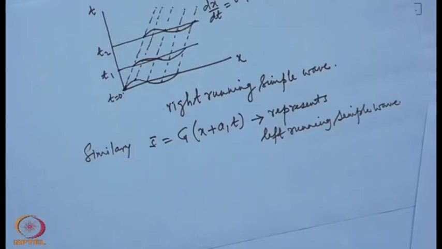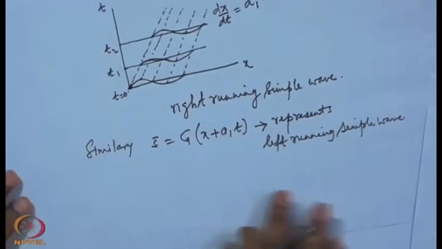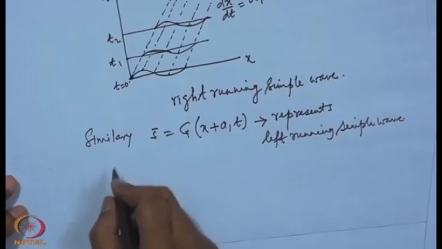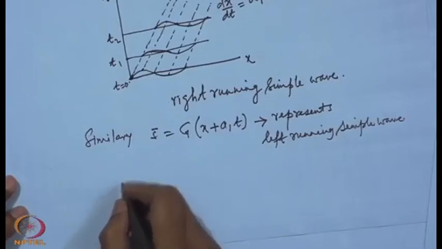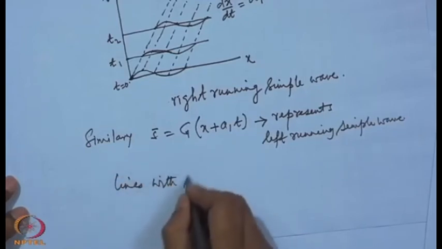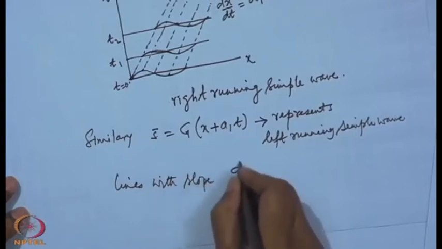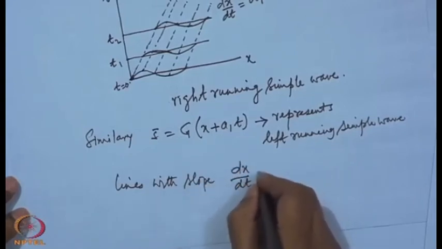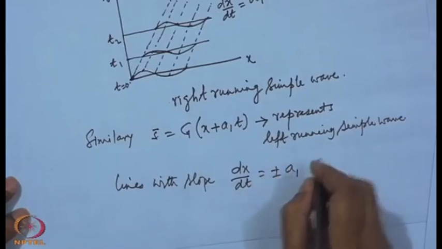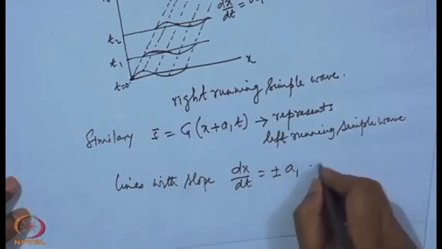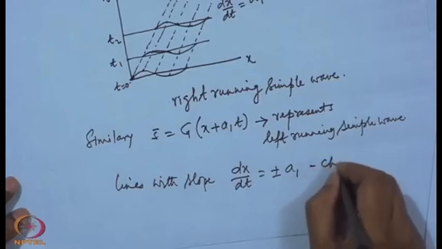The lines in the x t plane which traces the progress of the wave, there is the lines with slope dx dt equal to plus or minus a 1 are called the characteristics of the wave equations. That is, lines with slope dx dt equal to plus minus a 1 are characteristics of the wave equation.